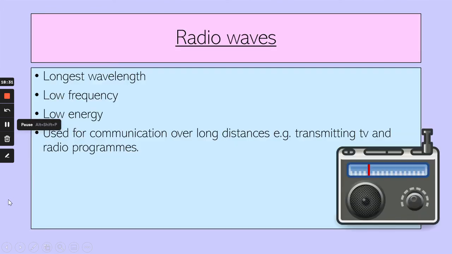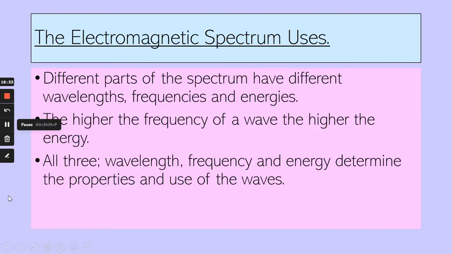Okay, so we're now going to look into the uses of the electromagnetic spectrum. Different parts of the spectrum have different wavelengths, frequencies, and energies. The higher the frequency of a wave, the higher the energy will be. All three, wavelength, frequency, and energy, determine the properties and the use of the waves.